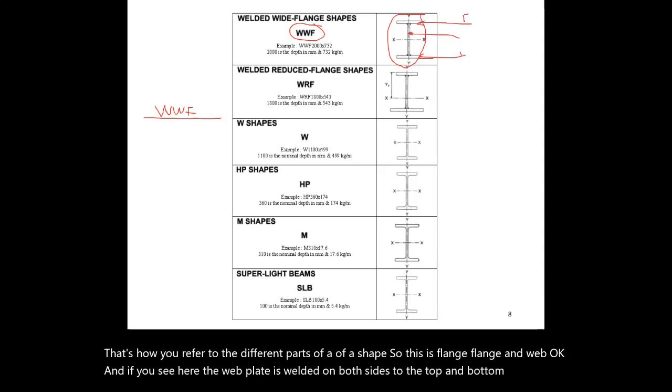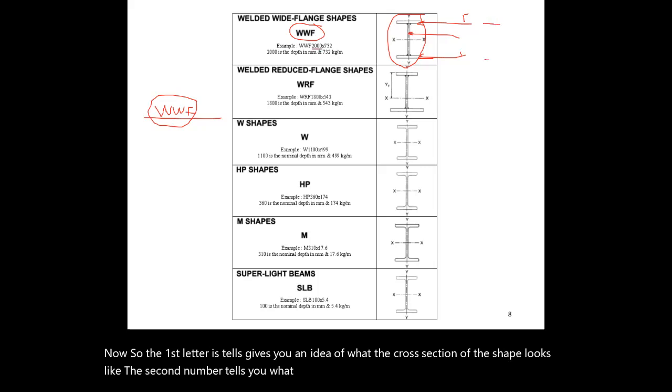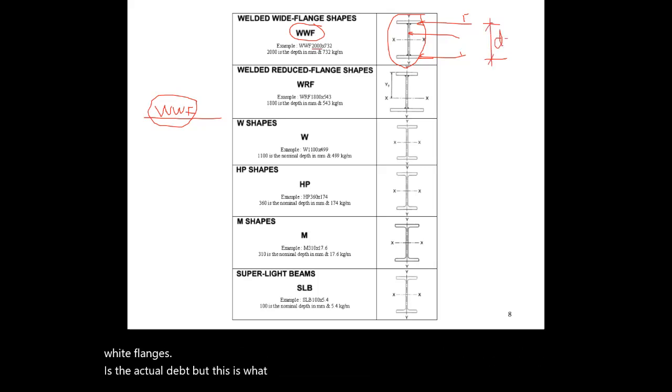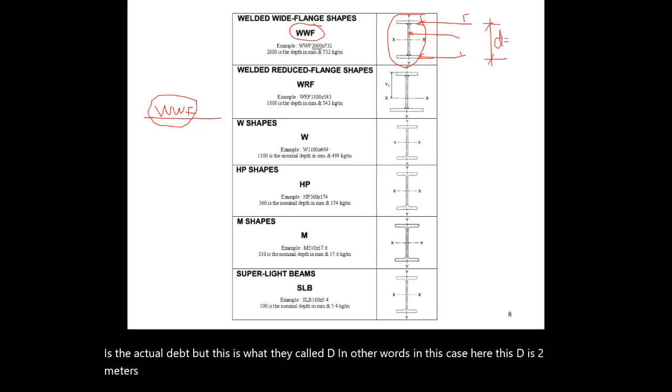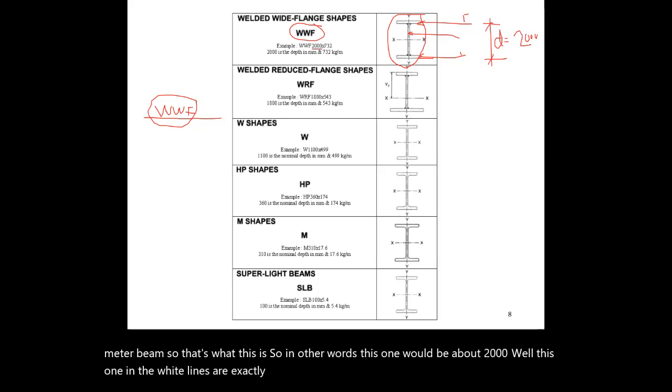So the first letters give you an idea of what the cross section of the shape looks like. The second number tells you what the nominal depth is. In this case, for the wide flanges, it's the actual depth, which is what they call D. In other words, this D is 2 meters high. I don't know if you can appreciate this, but that's one hell of a beam. So a 2-meter beam, about 2,000. The wide flanges are exactly that, but in the other ones, they're called nominal depths.